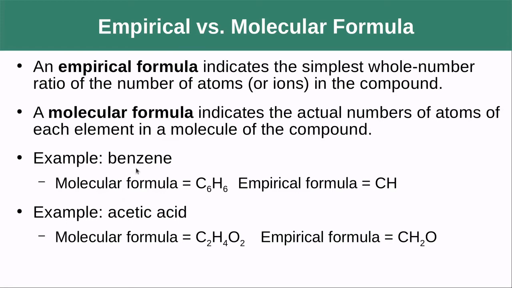If we have benzene, the molecular formula is going to show that every benzene molecule is made out of 6 carbons and 6 hydrogens. But to get the empirical formula, I'm going to find the least common multiple here, 6, and divide both of these by 6, and I'm going to just get CH. Another example would be acetic acid. Here's our molecular formula. You can see each one of these subscripts is divisible by 2. If I do that, I get CH2O.